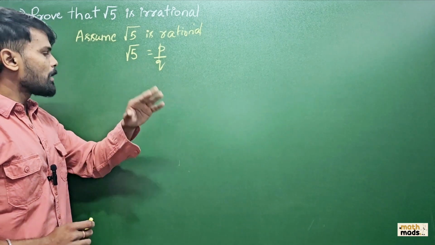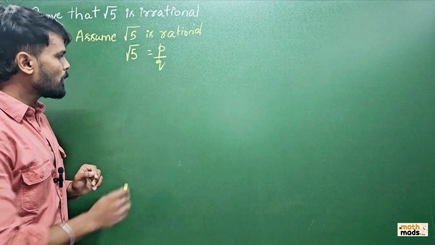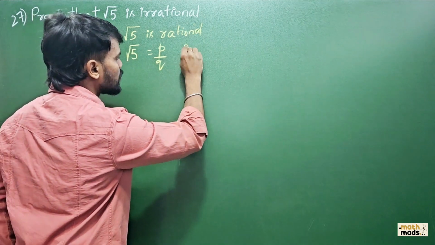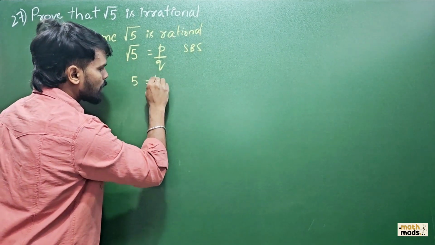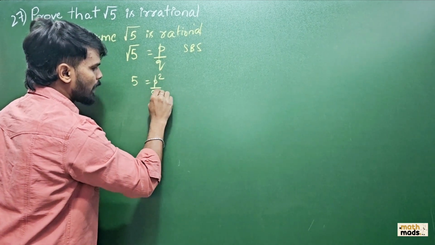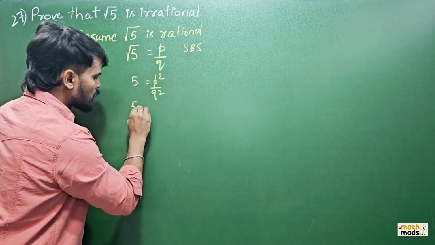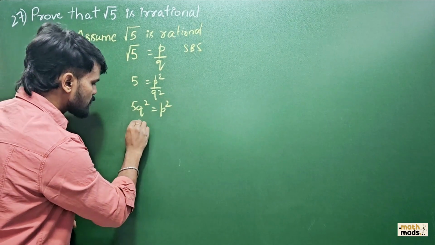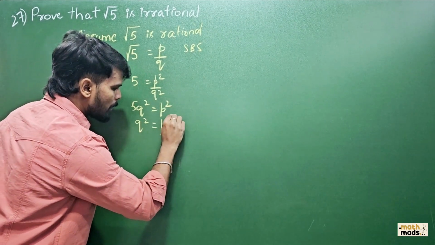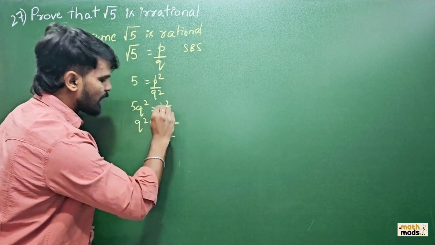Okay. Now come back to this. Root 5 is equal to P by Q. I have a root here, so what I'll do is I'll square on both sides. So what will I get here? 5 is equal to P square by Q square. I'll get 5 Q square is equal to P square. I'll send 5 to the other side. So Q square is equal to P square by 5.